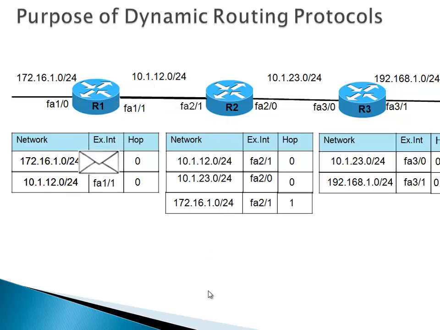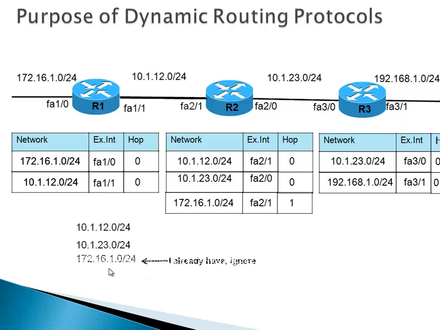Router 1 will open that packet and it will see there are 3 networks in the packet. It's going to compare these 3 networks with its own routing table, and it's going to see that 172.16.1.0/24 it already has, and 10.1.12.0/24 it already has as well. So it's going to ignore those 2. It's going to ignore that one, and this one as well, 10.1.12. It says I already have it. There's no need for telling me this information.